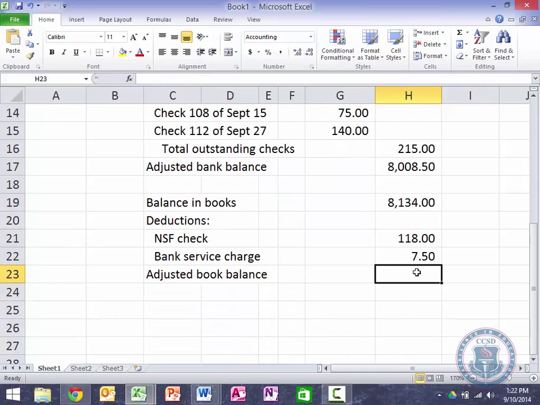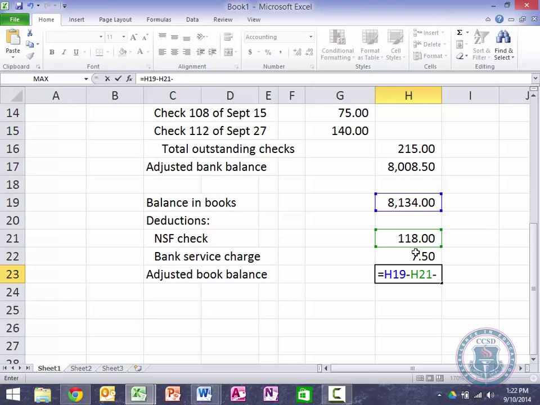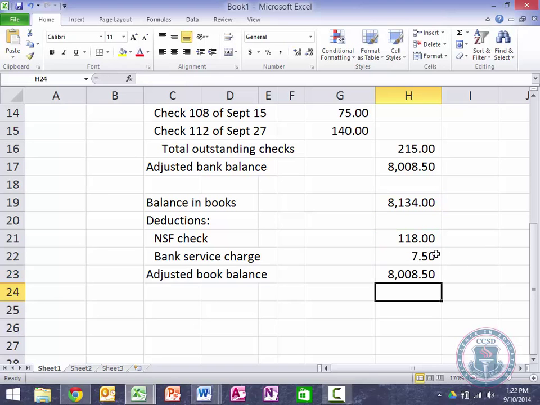And then we're going to come down here and we're going to just equals what? What does this equal right here for adjusted book balance? Bank statement minus balance in book. Because these are deductions, we're going to subtract this, subtract that. Boom. And look, we have $8,008.50, $8,008.50. Those two things matching mean what? It's almost break time. We have balance. It's exactly what that means. Thank you. So we've got those.